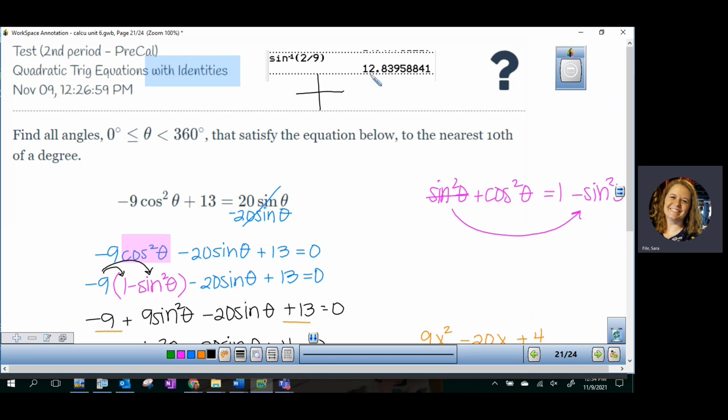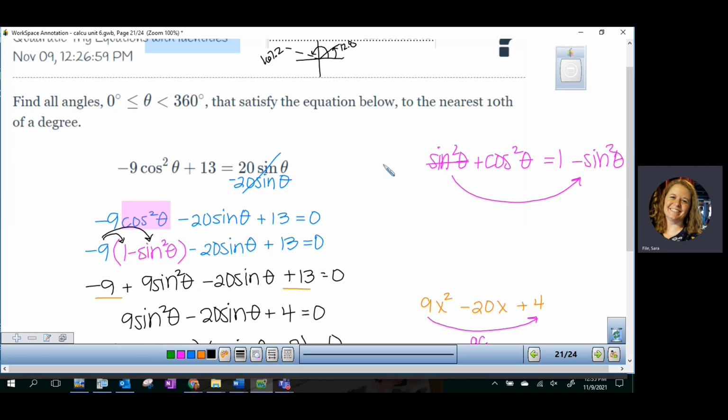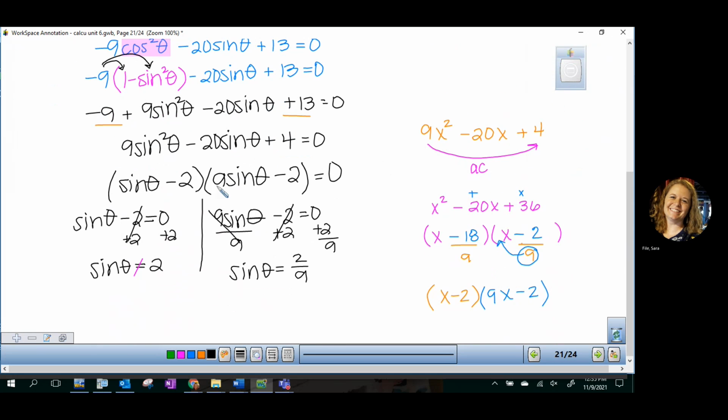Well, the angle they gave me is in quadrant 1. So 12.8, let's say, is here. So I need to do in quadrant 2, a 12.8 reference angle. So I would do 180 minus 12.8. So 167.2. So those would be the two solutions. So 12.8 and 167.2. That's what I would type in for this one. No solution over here. So just two answers.